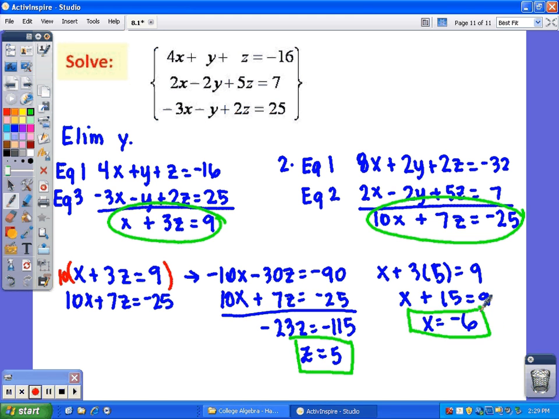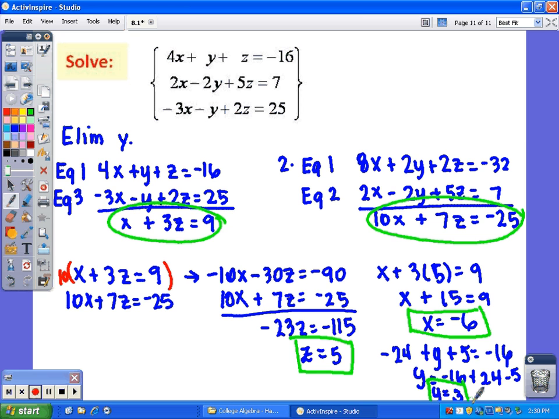And now that we have 2 of the 3, we'll go back to the original problem, pick an equation to plug into, and find the remaining variable. So I'll just take my x and z and plug it back into the top equation. Letting x be negative 6, we would get negative 24 plus y plus 5 for z is equal to negative 16. So y is going to be negative 16 plus 24 minus 5. Y would be 3.